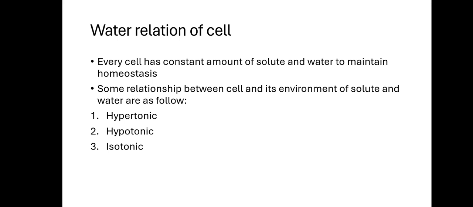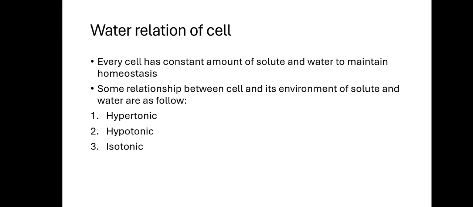Every cell has a constant amount of solute and water to maintain homeostasis. Some relationships between cells and their environment in terms of solute and water are as follows: hypertonic, hypotonic, isotonic. It means that every cell needs to be in a homeostatic state, or there will be disasters. To maintain the amount of solute and water, we have homeostasis processes that involve thermoregulation, excretion, etc.